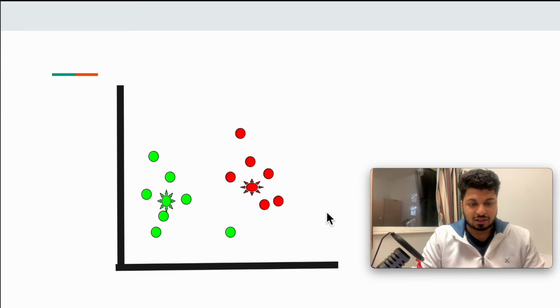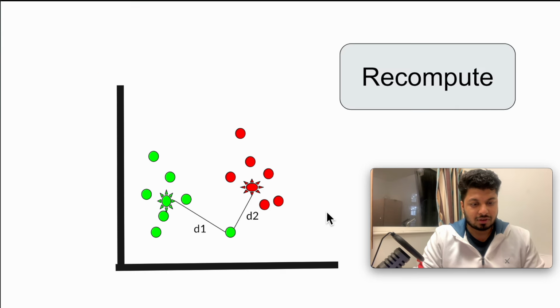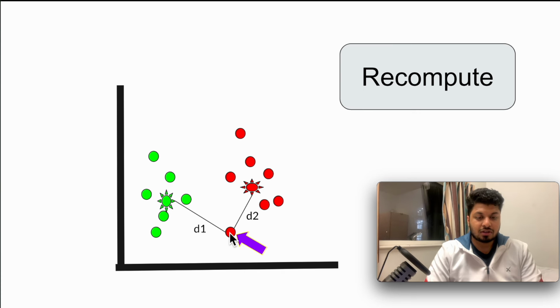For example, if we move forward, in this case, if we look at this point, it looks like D2 is again less than D1. To be more precise, D1 is greater than D2. So this point is now nearer to the red cluster, so we will assign it to the red cluster again. What has happened here is that earlier this point belonged to the green cluster, but the moment we moved our centroid to the new position, this point now belongs to the red cluster.